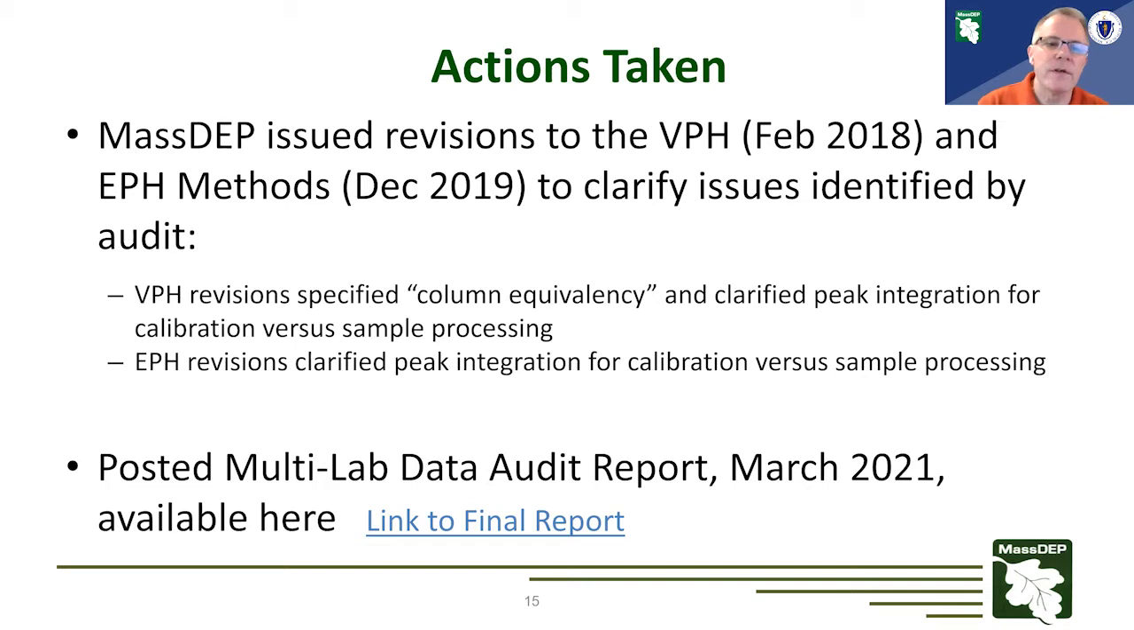The VPH revisions include specifications of column equivalency for those folks that want to use a column other than the one that's specified in the method. And then for both methods, there's explicit clarification on peak integrations for calibration versus peak integrations for sample processing, which my understanding is what drove a lot of these bias issues that we saw in the results.